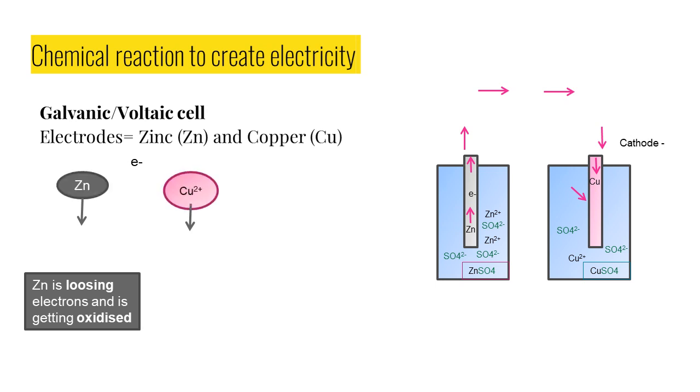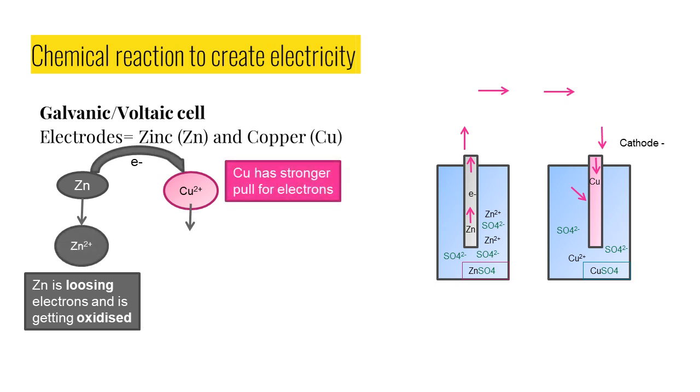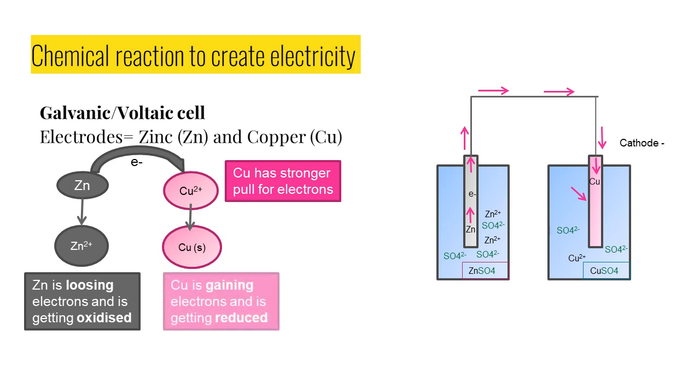In a general way, zinc has more tendency of losing electrons when compared to copper. So zinc loses electrons, means it gets oxidized to Zn2+, and whatever electrons are released, copper accepts them and gets reduced to solid copper. So copper has a strong pull for electrons. Whenever these two electrodes are connected with a wire, copper pulls the electrons generated by the zinc electrode.